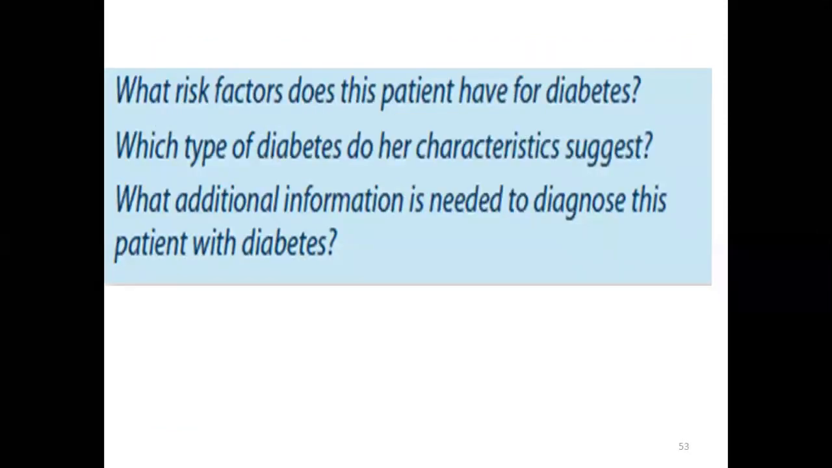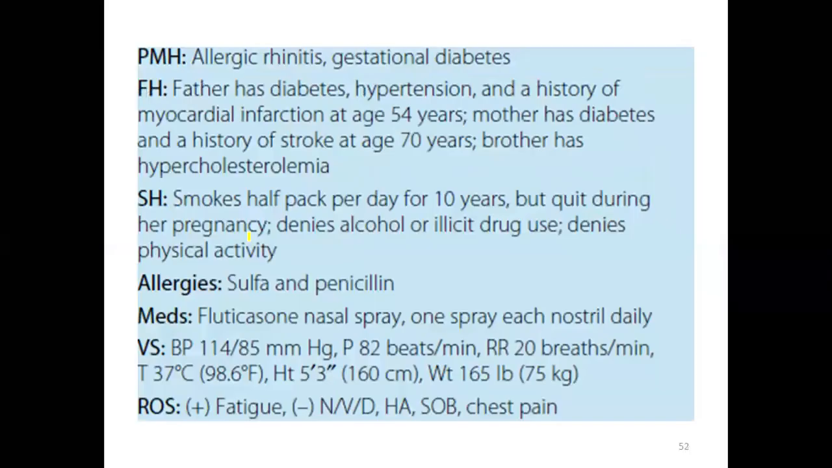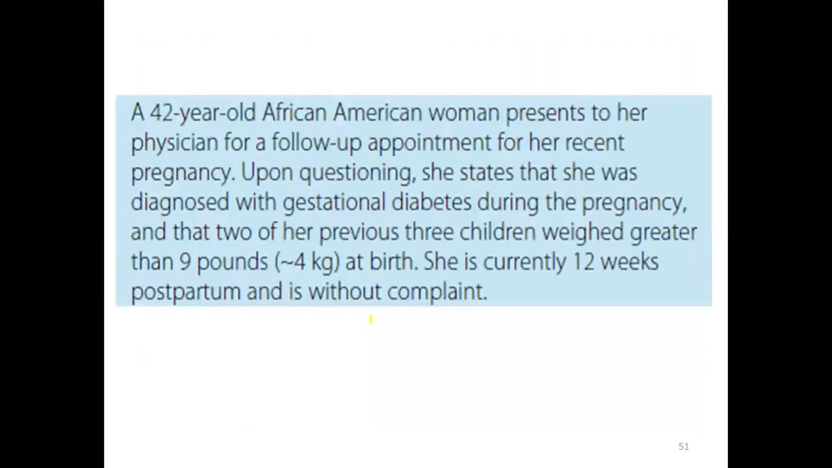Okay. So based on your observation, what are the possible risk factors the patient has? So for this woman, family history of diabetes. And the fact that she was more than 35 years. And then previous deliveries of babies with high birth weight, and then smoking. Yeah. Okay. So those are the possible risk factors.